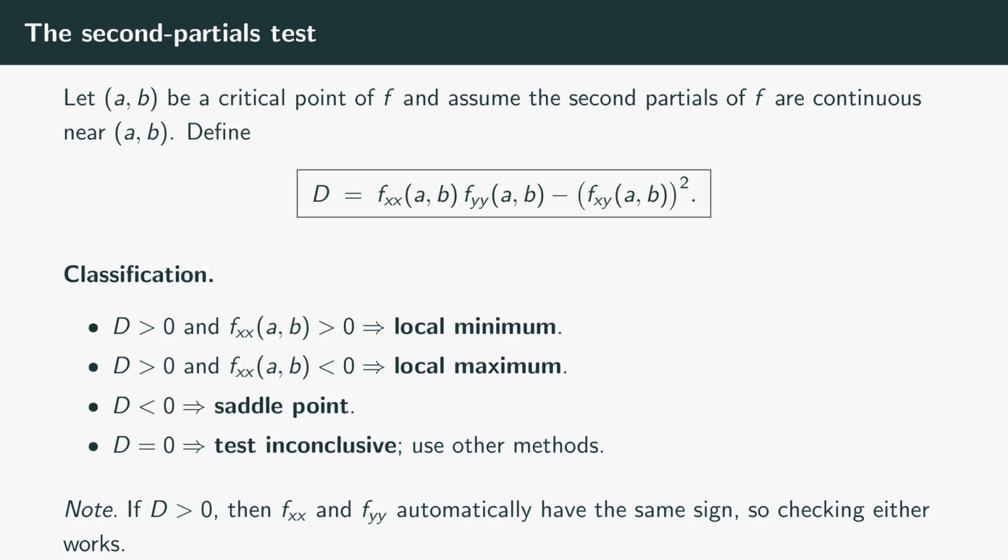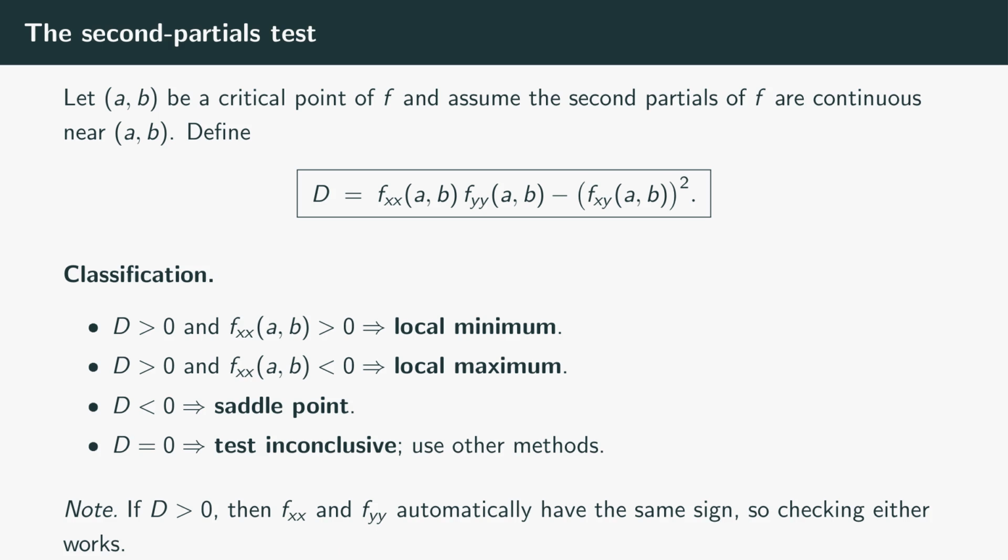If D is positive and f_xx is positive, you have a local minimum. The surface is bowl-shaped, with both principal curvatures positive. If D is positive and f_xx is negative, you have a local maximum, the same bowl shape, but flipped upside down. If D is negative, you have a saddle. The surface curves up in one direction and down in another. And if D equals 0, the test cannot decide. The quadratic part of the surface is degenerate, and you need other tools, like a higher-order Taylor expansion or a direct comparison along curves.